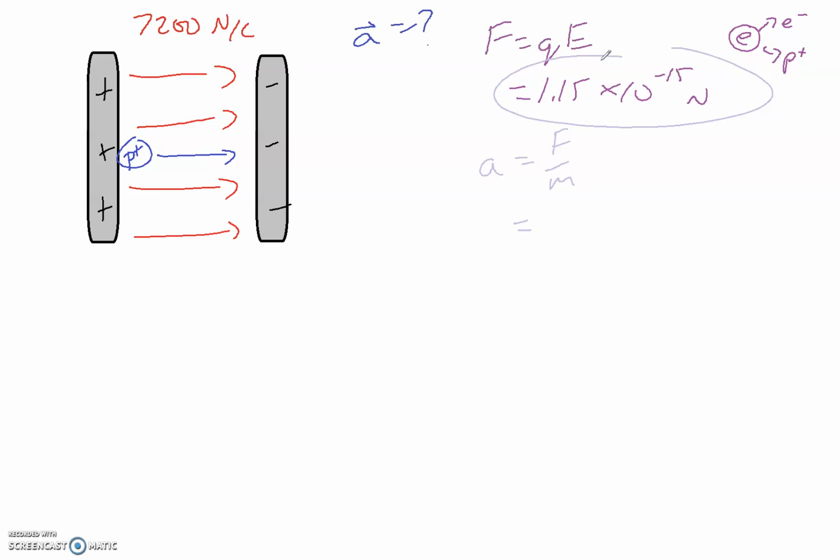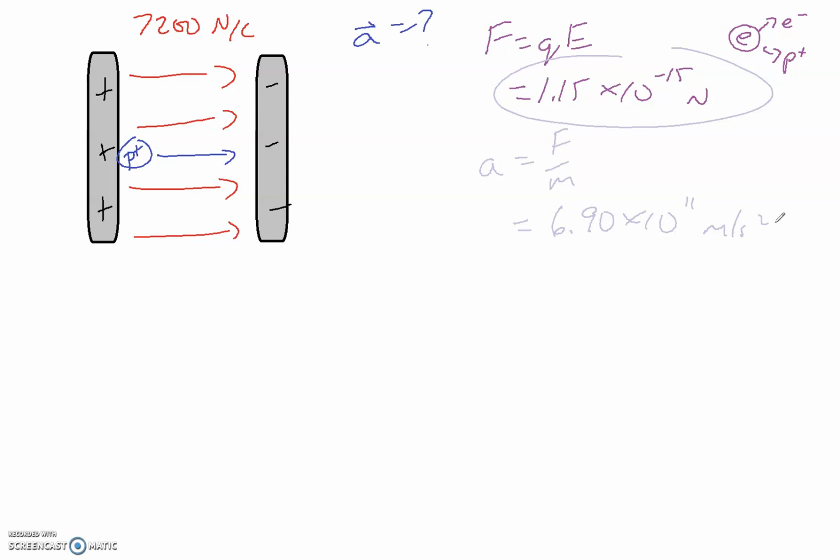So we'll just take that 1.15 times 10 to the negative 15 and divide it by the mass of a proton, which of course is really small. We get an acceleration of about 6.90 times 10 to the 11 meters per second squared. So a really tiny force, but an unbelievably small mass gives us an absolutely ridiculous acceleration. This thing, if it could, would reach the speed of light in about a thousandth of a second. It's unbelievable what kind of accelerations these things have.